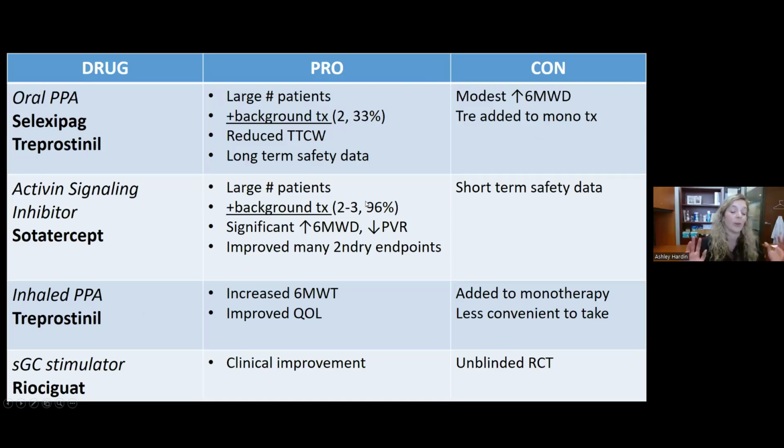Moving on to Sotatercept, it was studied in a large number of patients. Those patients were either on 2 to 3 drugs, 96% of them. There was a substantial increase in 6-minute walk distance compared to the oral prostacyclins. There was a reduction in pulmonary vascular resistance, and many secondary endpoints, including cardiac biomarkers and NT-proBNP, were improved. The con for Sotatercept is it has some interesting side effects, epistaxis, erythrocytosis, thrombocytopenia, telangiectasia formation. So it has some odd, interesting side effects based on the mechanism of action. And then there's shorter term safety data as compared to the oral prostacyclin drugs.